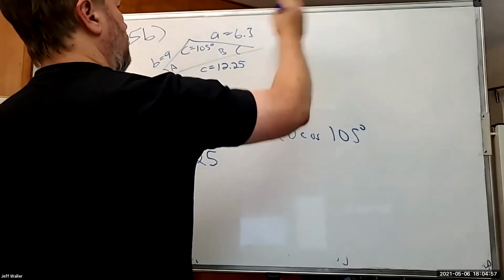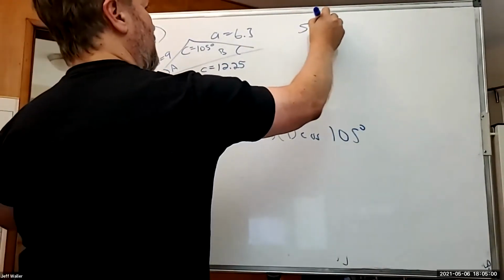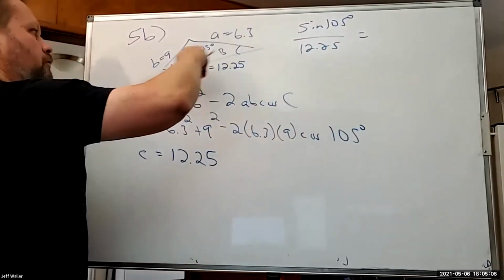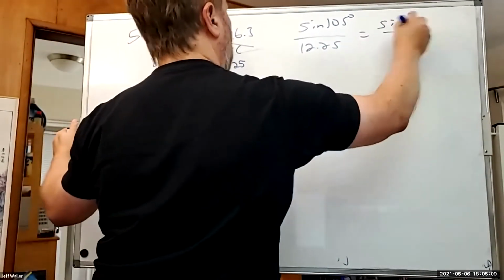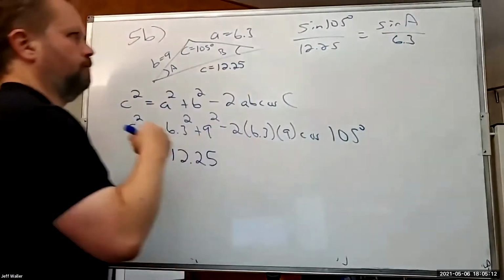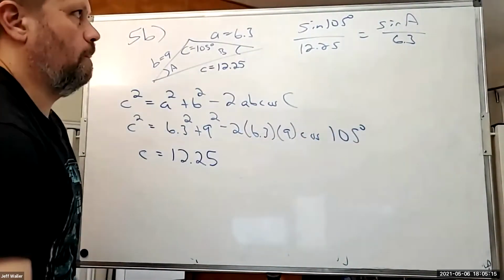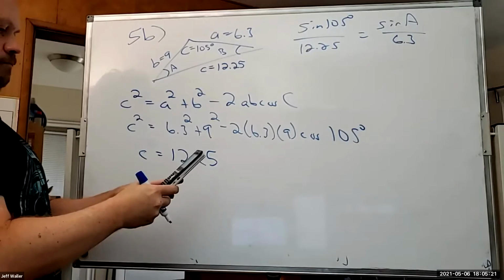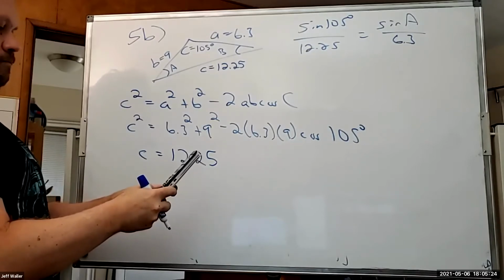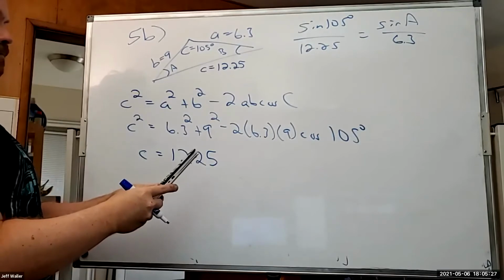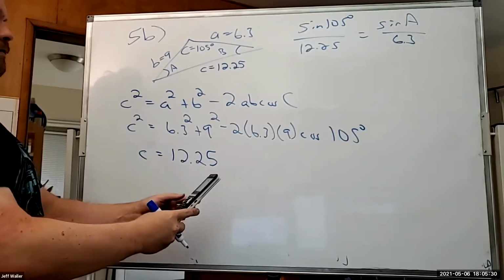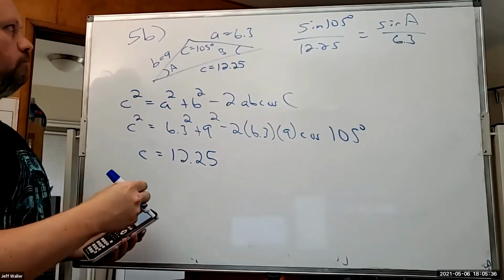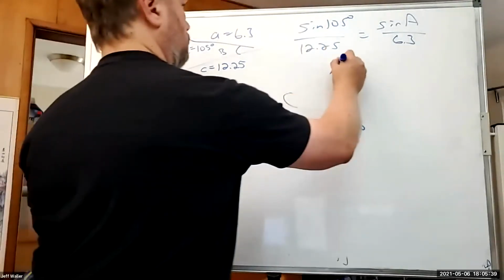The chapters are retroactive. Yeah, exactly. I'm going to do sine of 105 over 12.25 equals sine of A over 6.3. I don't trust myself today. Did I put that in there right? Looks like it. All right, 29.79.